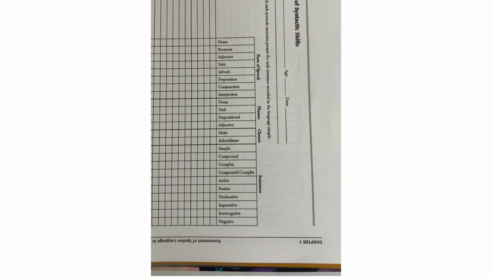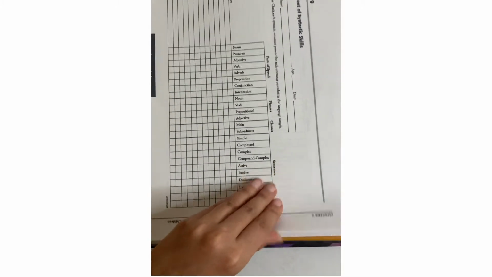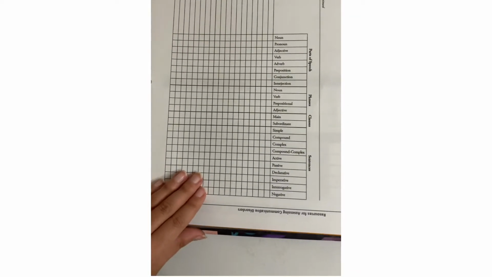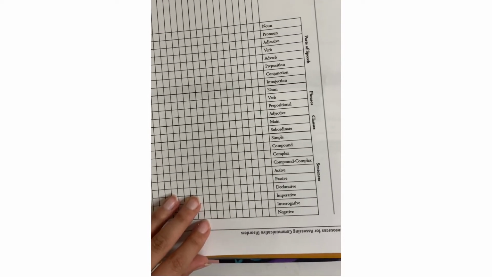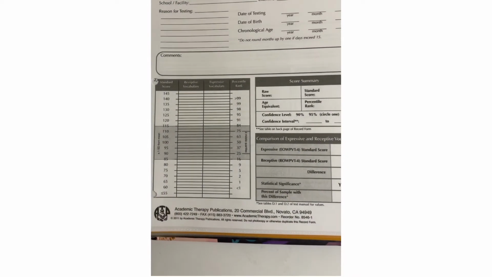Here is the next section, which is vocabulary and concepts. Here is Form 9, assessment of syntactic skills. Sorry. Here is the continued version. It's a chart of parts of speech, phrases, clauses, and sentences.